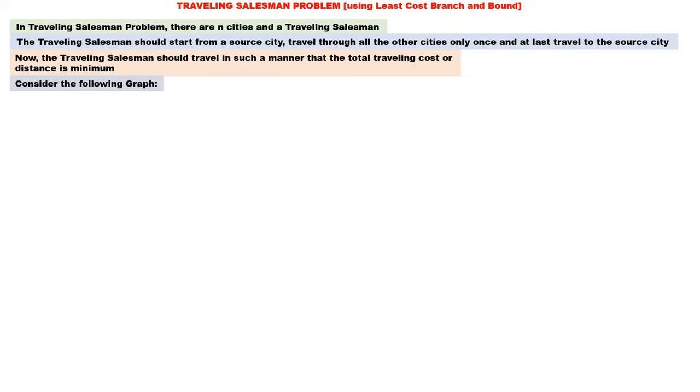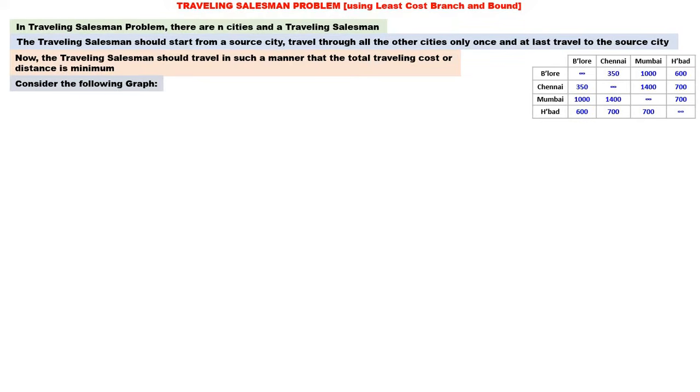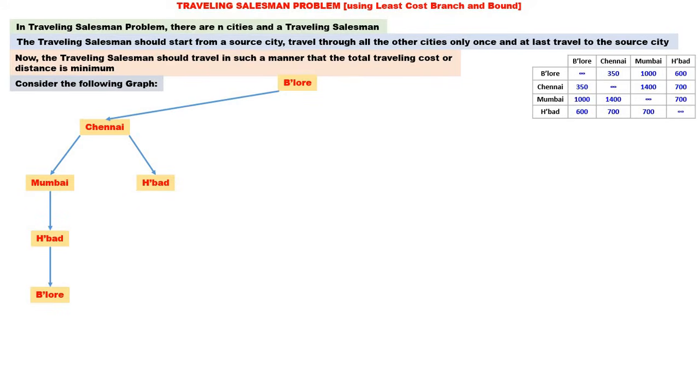I think we will take an example. Here I have taken the cities as Bangalore, Chennai, Mumbai and Hyderabad. We will explore all the possibilities. From Bangalore, you can go to Chennai. From Chennai, there are two options, either Mumbai or Hyderabad. Bangalore to Chennai, Chennai to Mumbai, there is only one possibility, Hyderabad and back to Bangalore. Similarly, Bangalore to Chennai, Chennai to Hyderabad, there is only one possibility, Mumbai and back to Bangalore.